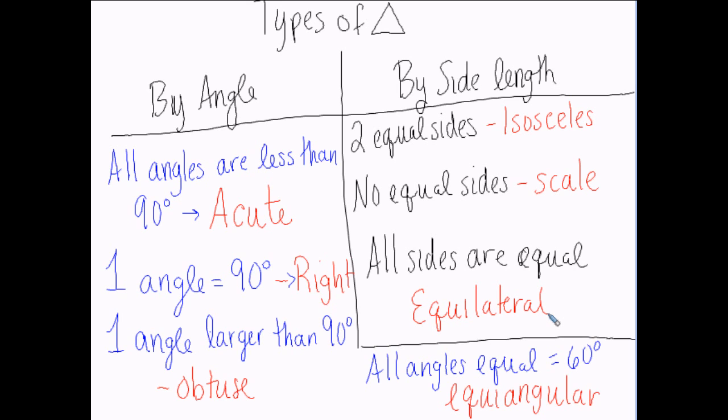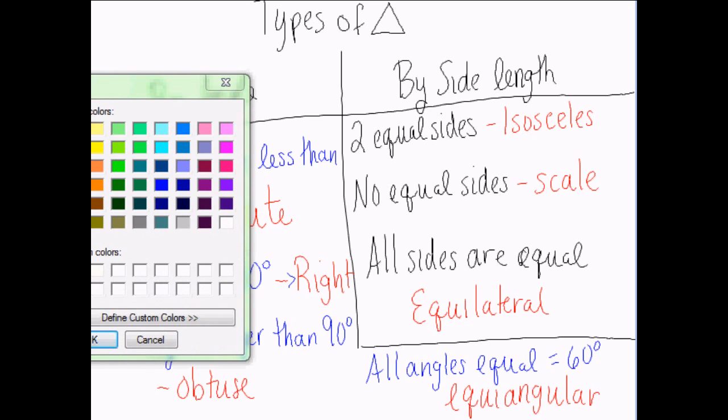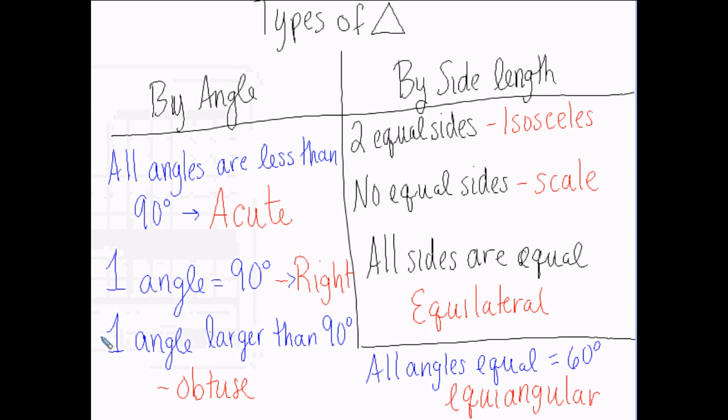We've got angles in blue. We've got sides in black. Okay. And then we have a special situation with these two, equilateral and equiangular. They're the same.